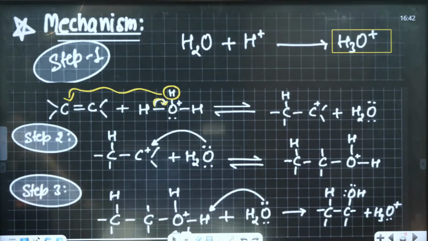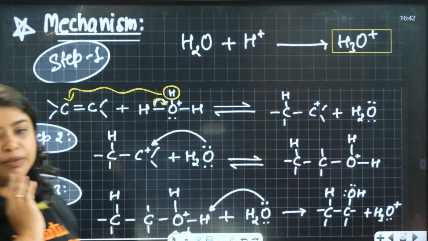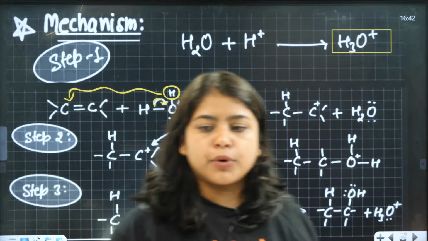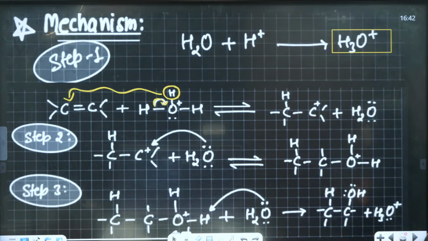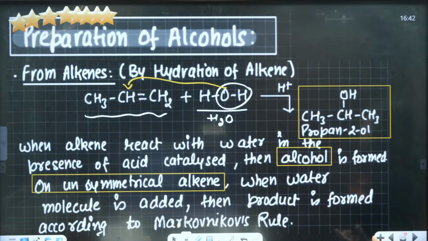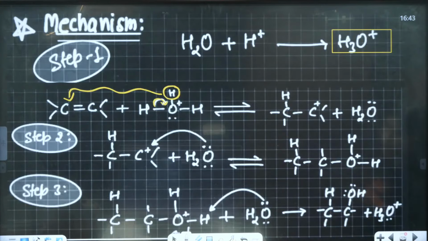We added H3O plus, and we removed it. Once we remove it, we will get the product as this. This is how the mechanism of an alcohol works. This is how the reaction is going to be forming. Clear, everyone?